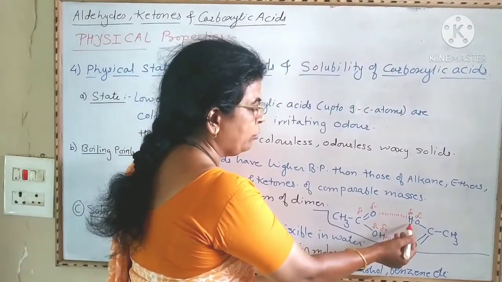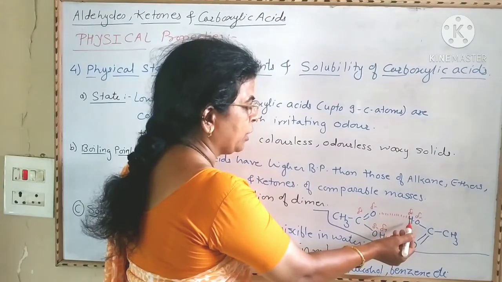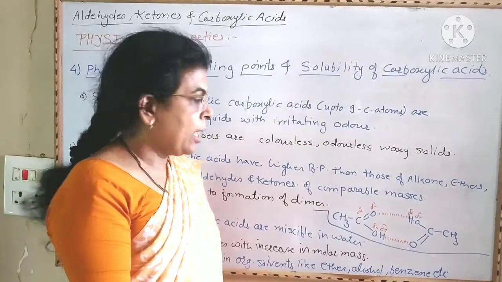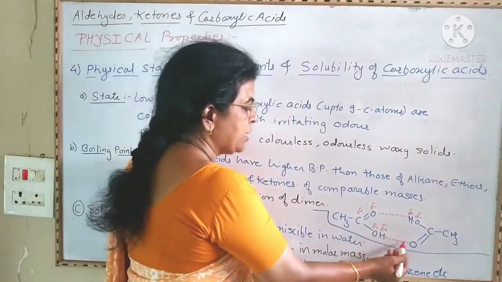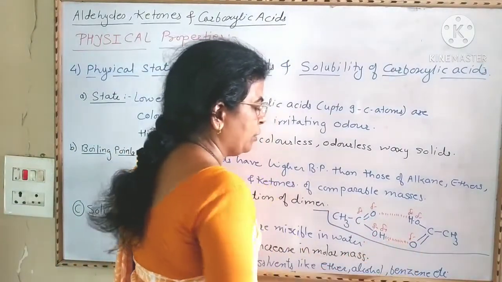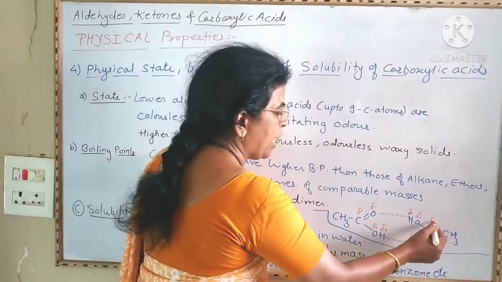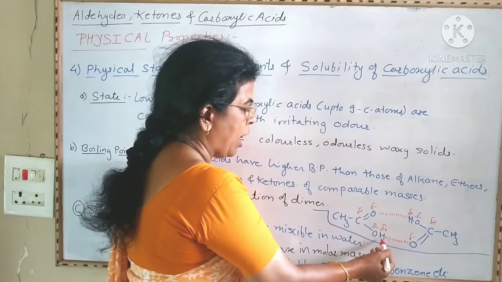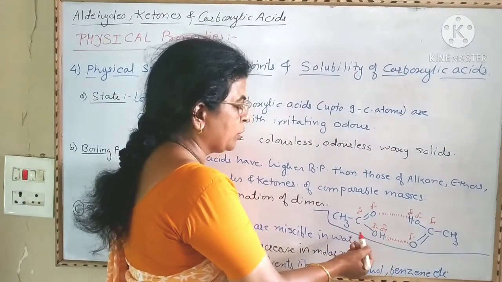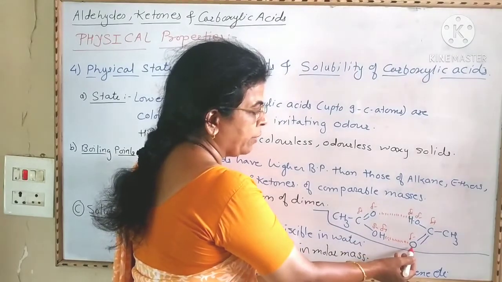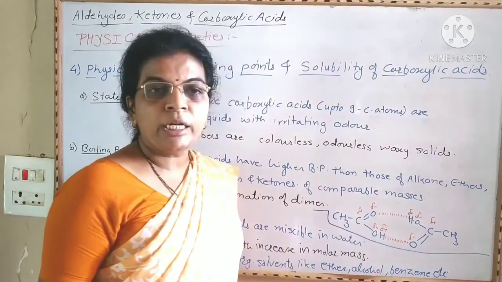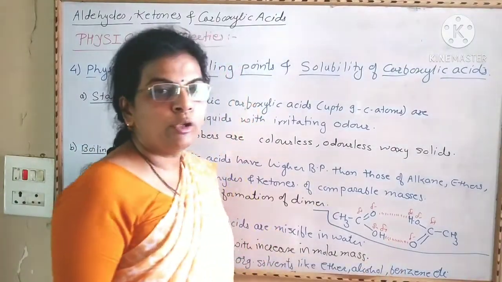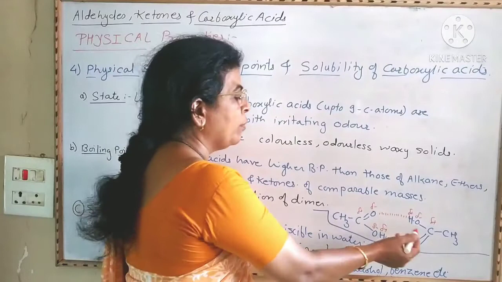That is, this slightly positively charged hydrogen atom gets bonded with the carbonyl oxygen of the second carboxylic acid molecule. Similarly, here this oxygen is slightly negatively charged, and this carbonyl carbon is slightly positively charged. Due to this, the hydrogen atom of one carboxylic acid gets bonded with the carbonyl oxygen of the second carboxylic acid molecule to form intermolecular hydrogen bonding, and due to this they form dimers.